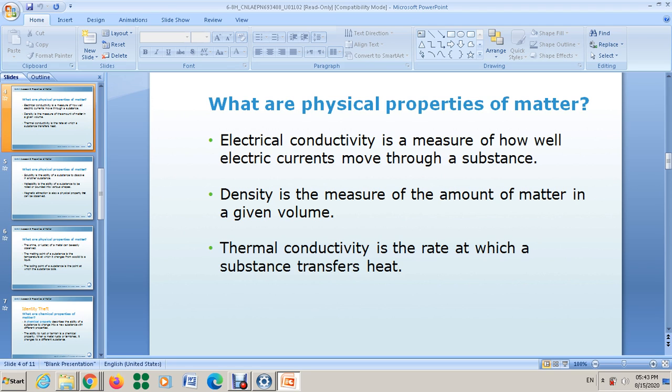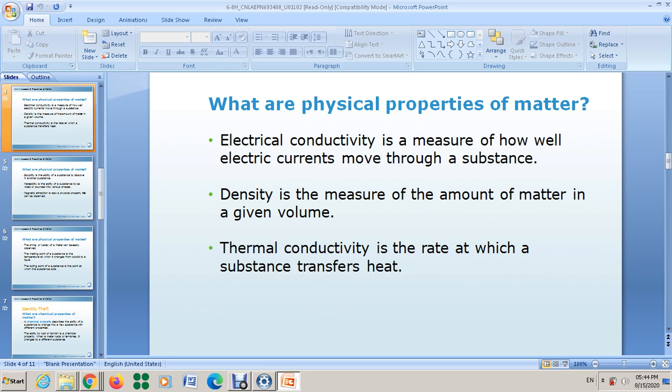Also, the density. What is the density? It is the measure of the amount of matter in a given volume. To find the density, what is the formula? If you know that, to find the density you need the mass over volume. So if you're talking about the density of gold, copper, the table, or, for example, the pen, all of these, if you're measuring the density, this is measured. So measuring is related to physical property. Density is a physical property.